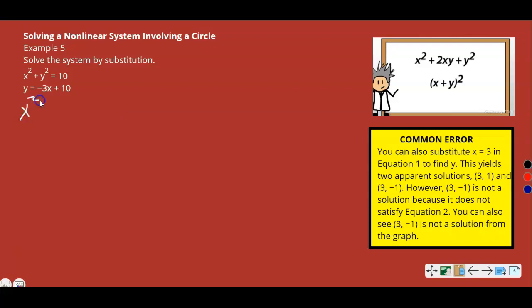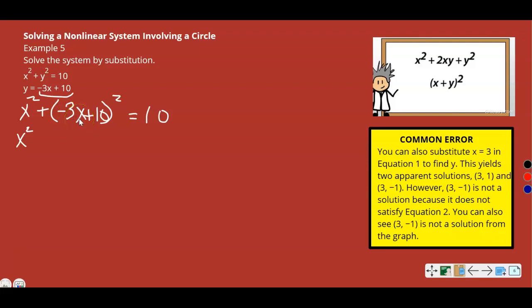We're going to have x squared plus y squared equals 10. So we're going to have this right here get substituted in place of y. So negative 3x plus 10. All right, bring down your x squared. Now we have a binomial squared. Again, this is something you have seen before. A binomial squared, you square the first term, you do 2 times the first and last term, and you square the last term.